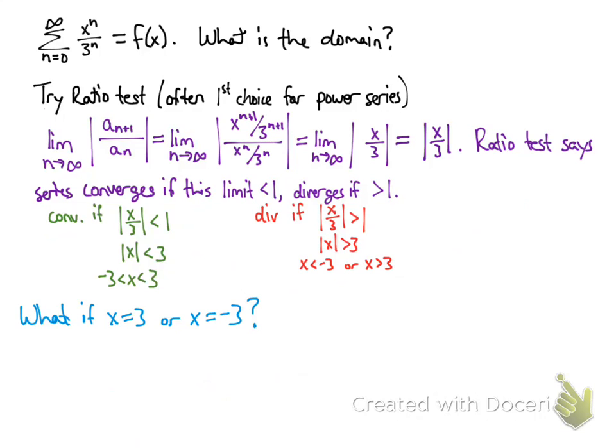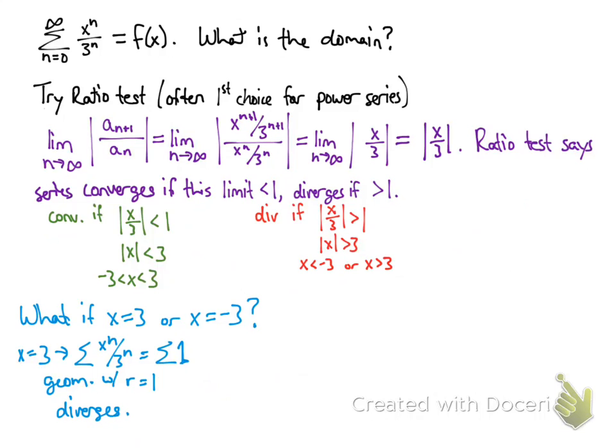What if it's exactly 3 or exactly negative 3? We have to do those cases separately, not using the ratio test, because the ratio test doesn't tell us anything if the limit is exactly equal to 1. So if x equals 3, we just put that right back in the original series. And what we get is 3 to the n over 3 to the n, and that's always 1. So we're just adding up 1 plus 1 plus 1 plus 1 plus 1 forever. That's a divergent series. One way to see it is it's geometric with ratio equal to 1.